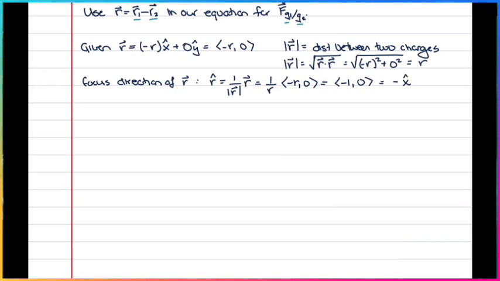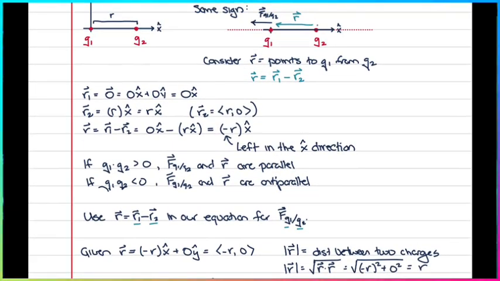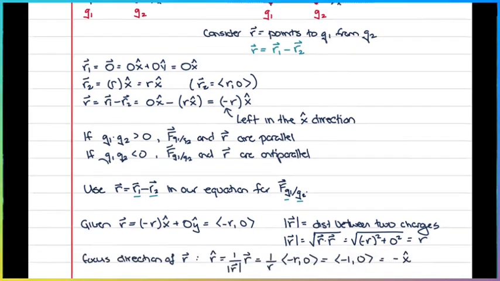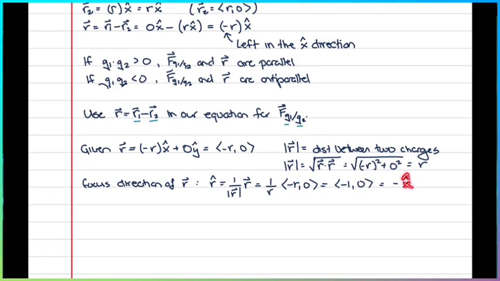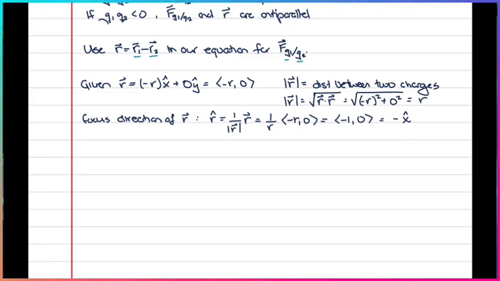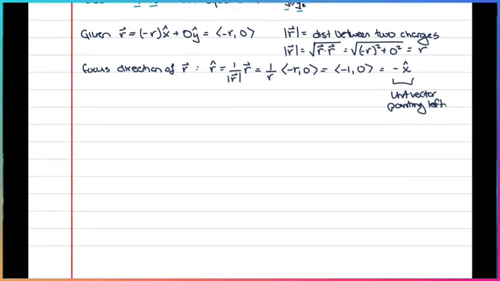And again, is that too surprising? Hopefully not, because let's go back up and show this arrow. This arrow for the position is pointing to the left along the x hat direction. So it makes sense that the unit vector version should just be x hat pointing to the left. So in this case, this is just a unit vector pointing left. Which again, if the charges have the same sign, is the same direction the force should point. And if they have the opposite sign, it's the opposite direction the force should point. Seems like now we have everything we need to put together.